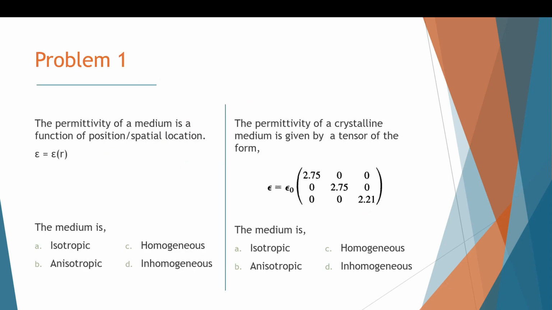Okay, that brings us to the first problem. The permittivity of a medium is a function of position or spatial location, like epsilon is given to be epsilon of r. What will you call such a medium? Is it isotropic, homogeneous, anisotropic, or inhomogeneous?